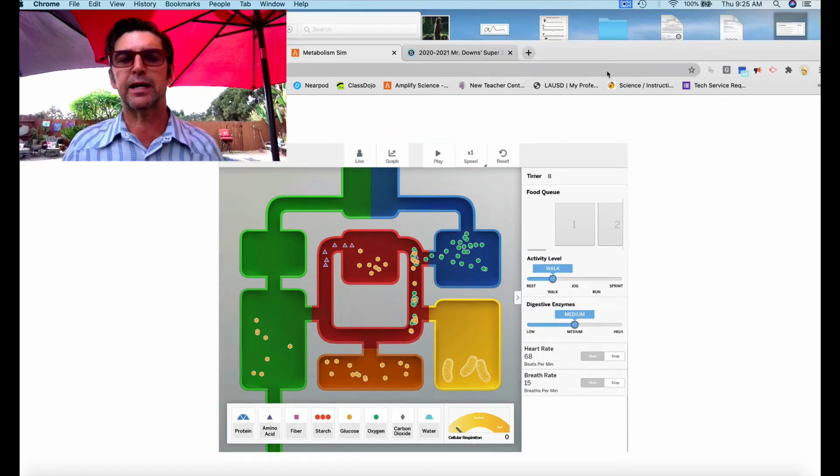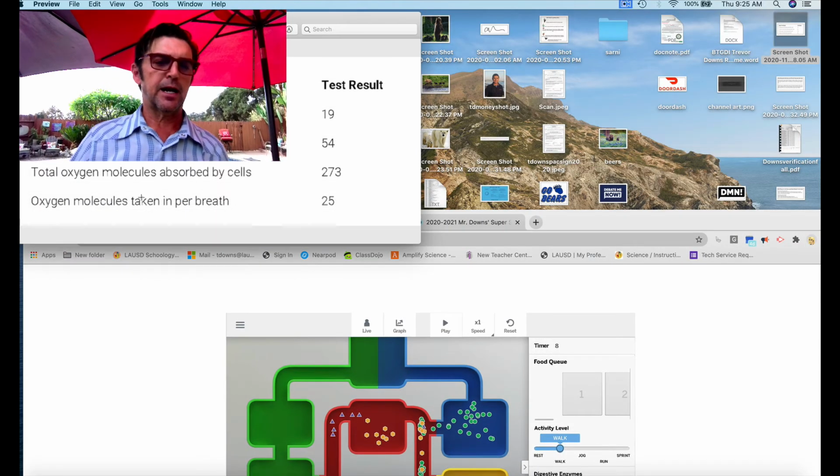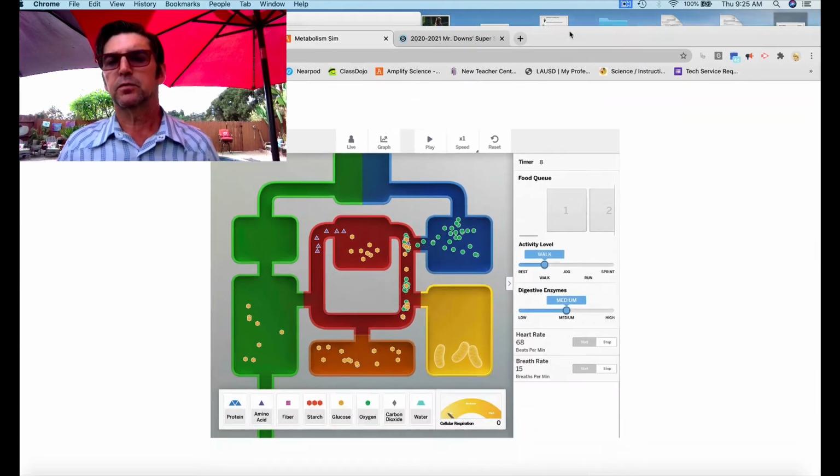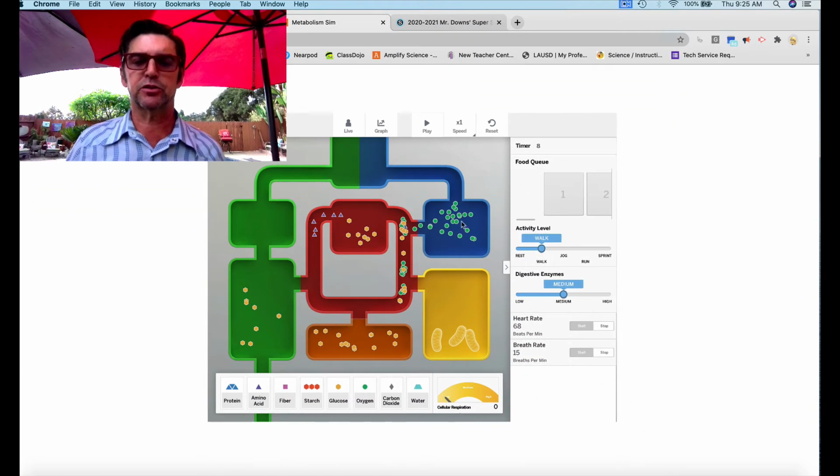So let's go back to our data. Okay. Oxygen molecules taken per breath, 25. Total oxygen molecules absorbed by cells. We don't think that's the issue because it's in here where things get in trouble. And so we already can see that she's fine. She has 25. Asthma patient usually has 12. So she does not have asthma.